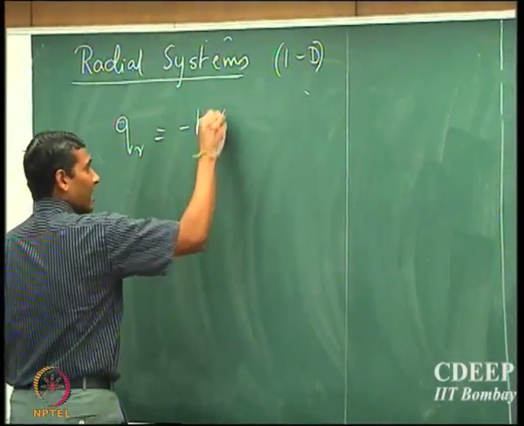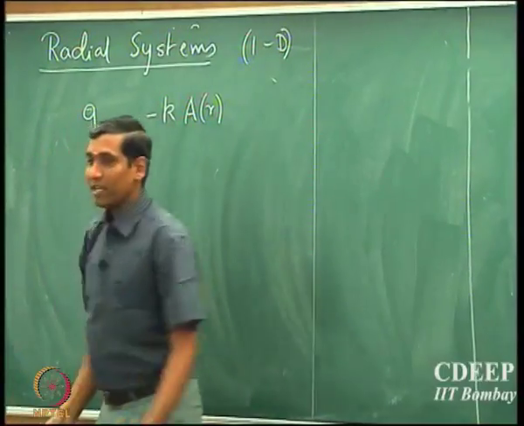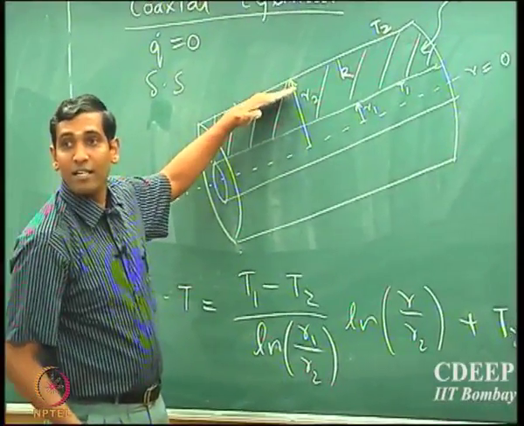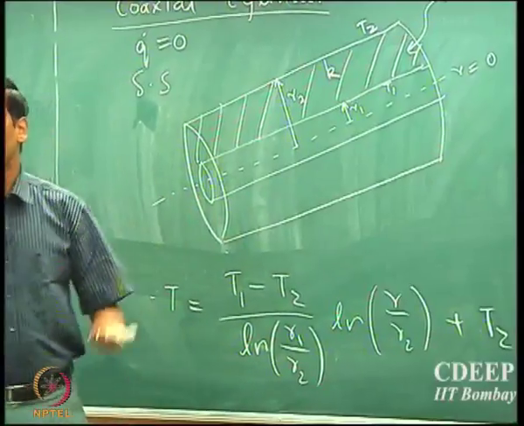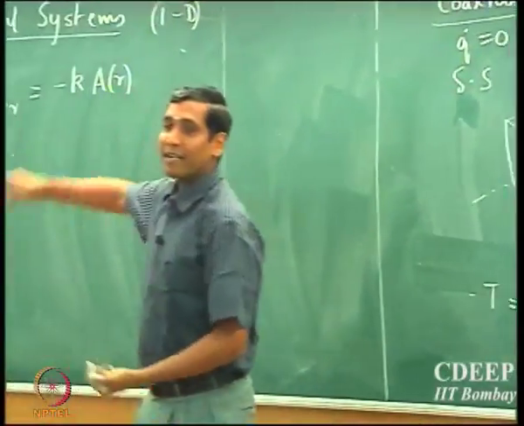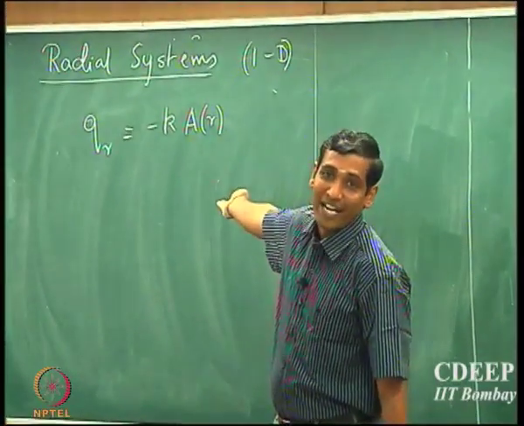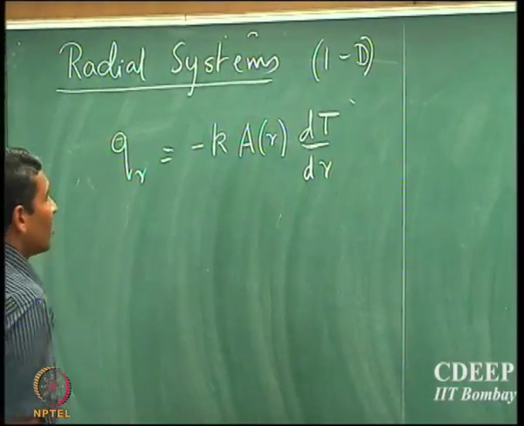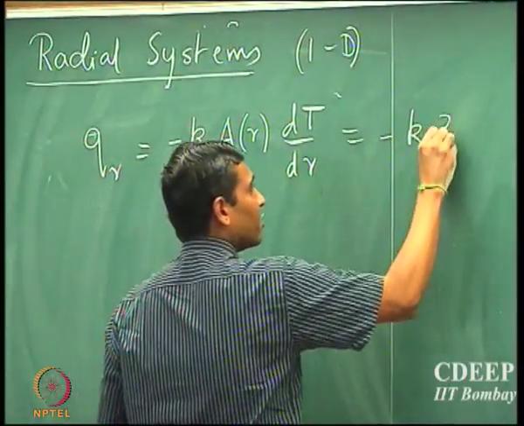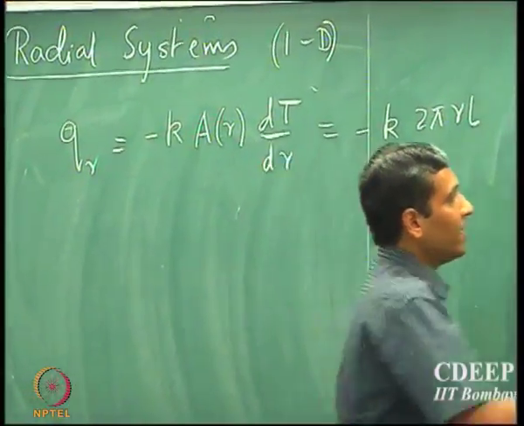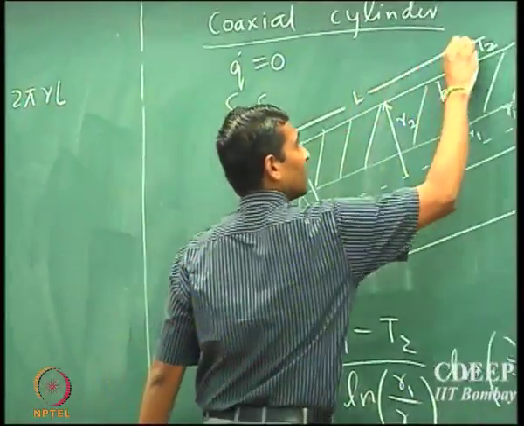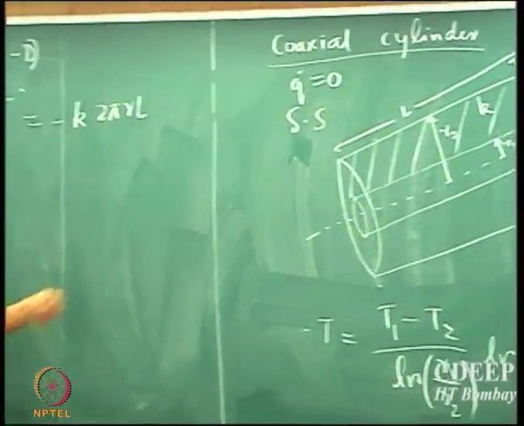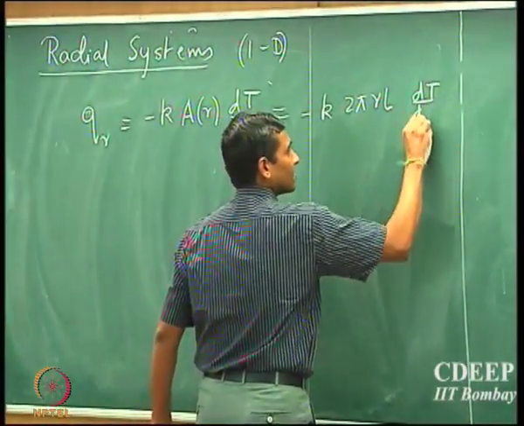But the catch here is that area is now a function of the radial position, right? So as you go along the radius, the cross sectional area of heat transfer is going to be different. So you have to factor that into the calculation of the heat transfer rate. So what is A(r)? If the length of the cylinder is L, then it is minus K 2 pi r L into dT by dr.